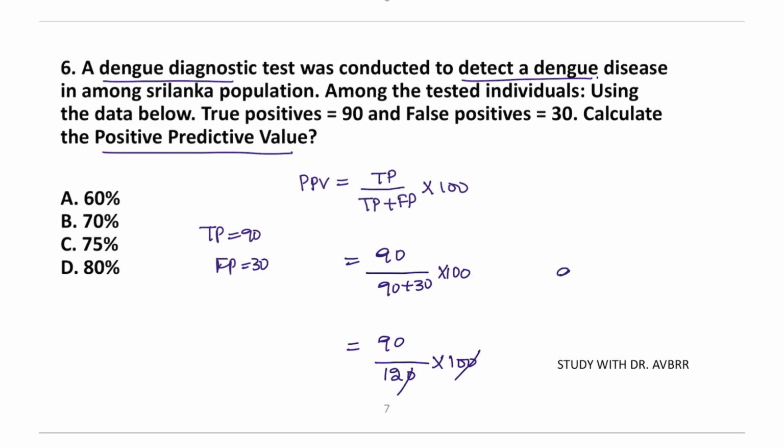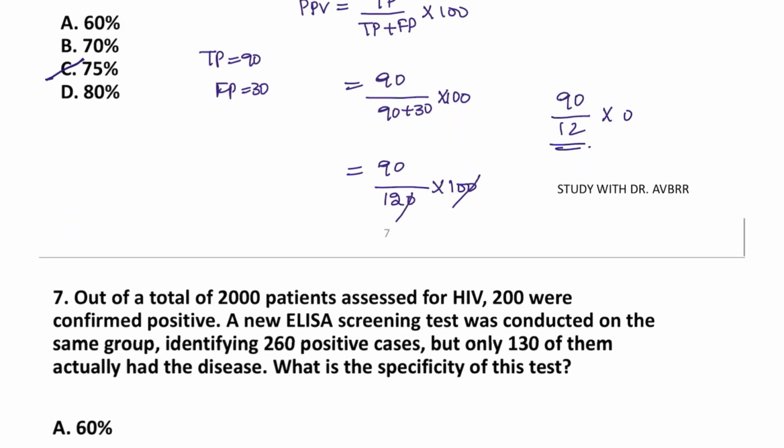Just remove this. So 90 by 12 into 10. If you substitute this in the calculator, you are going to get around 75. Okay, this is the PYQ, recent PYQ of the INICET.